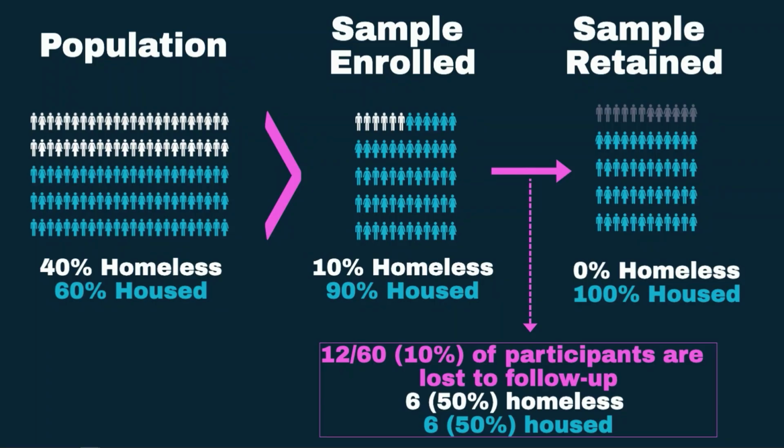And this is more of a pictorial way of showing it. In this case, let's say 40% of the emergency department patient population is homeless, but in the sample that you enroll, only 10% are homeless. And then of that sample, you lose 10% of the participants to follow-up, and half of those are homeless, and so you end up with no homeless people in your population. This is an example of how you can end up losing what we're talking about here.